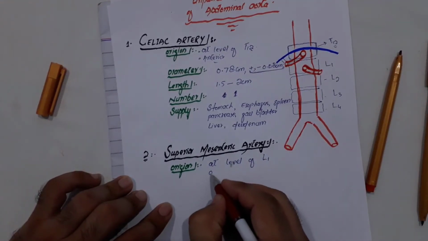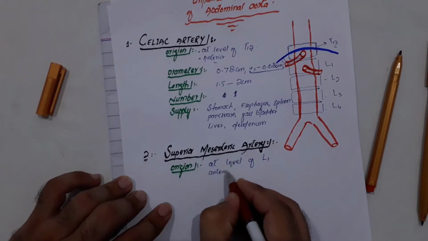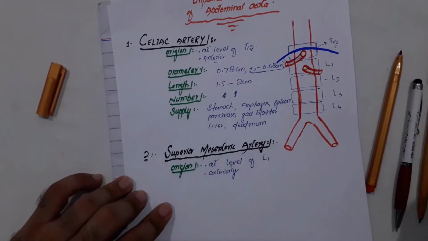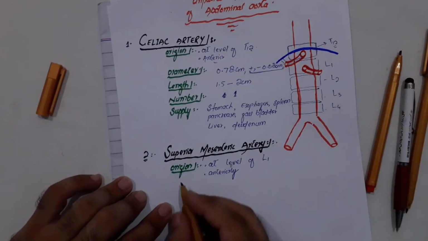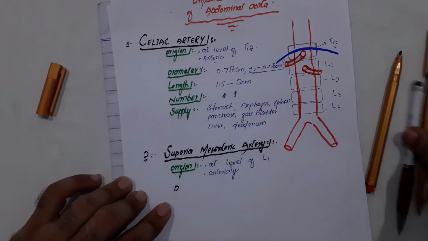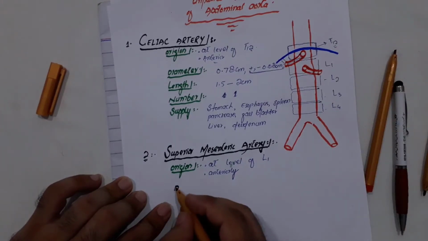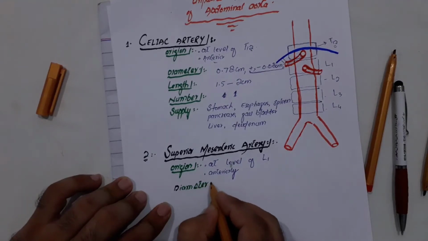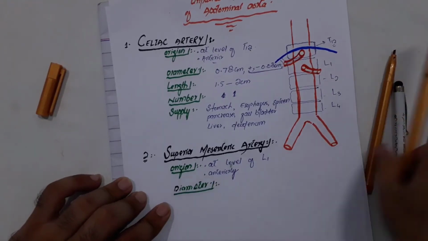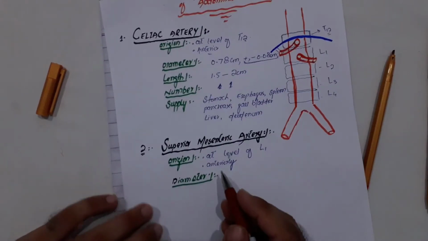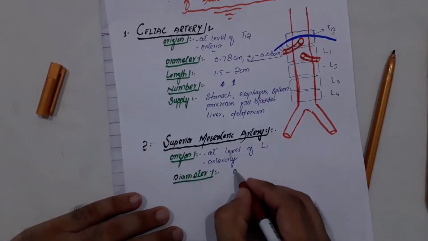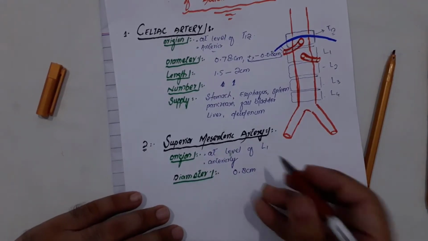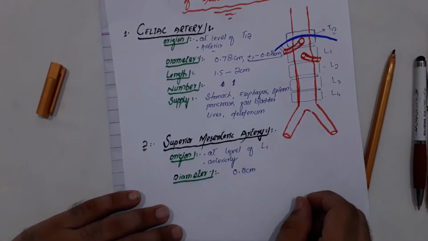Again, it arises anteriorly, right, friends? Okay. What is the diameter of the superior mesenteric artery? So its diameter is about 0.8 centimeter, right, friends?